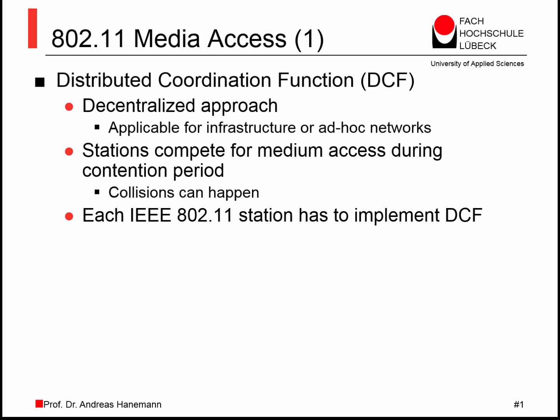This video is about CSMA/CA, which is the main method for medium access control in wireless LAN. In general, there are two so-called coordination functions, or you can also say basic possibilities for how wireless LAN can work. The distributed coordination function is a decentralized approach where each station implements the algorithm and no station has a special role. It can be applied both for infrastructure networks and ad hoc networks.